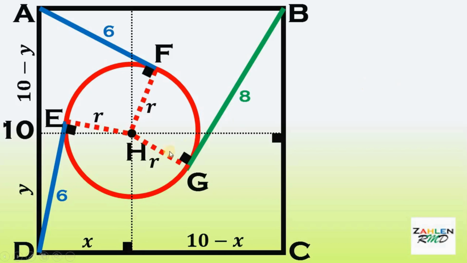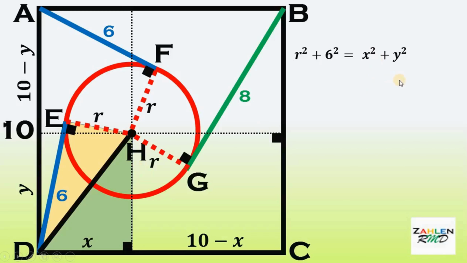Next, connect point D and point H like this. At this point, we need to rewrite the length DH squared in two different ways. To do that, we first use this right triangle. Using the Pythagorean theorem, DH squared is equal to r squared plus 6 squared. Another way to rewrite DH squared is by using this right triangle, with one leg equal to x and the other leg equal to y. Therefore, DH squared is also equal to x squared plus y squared.